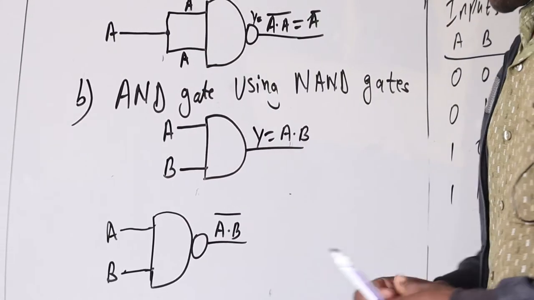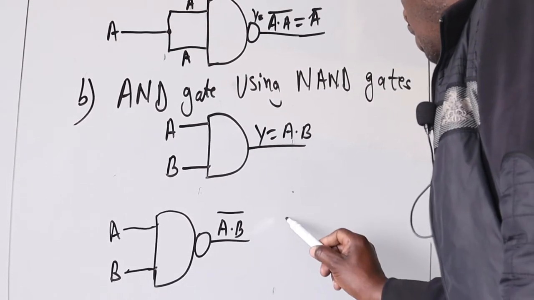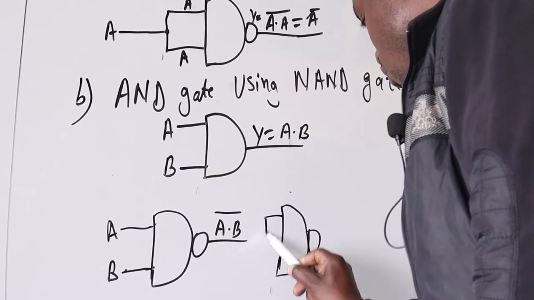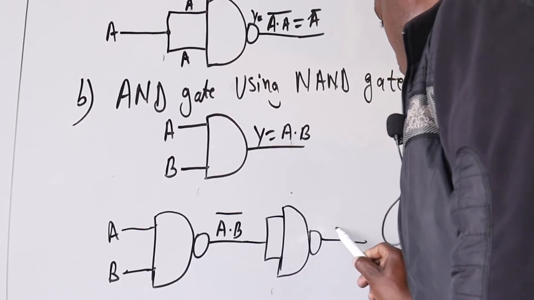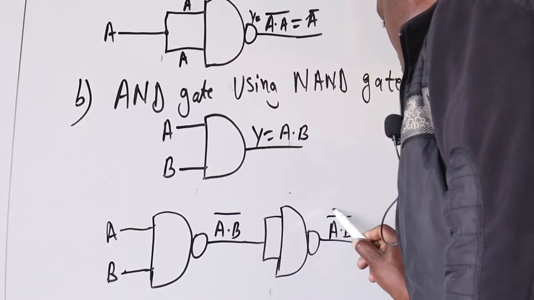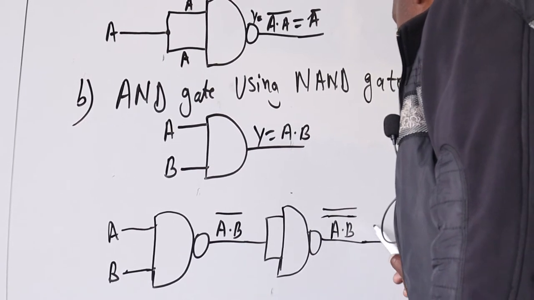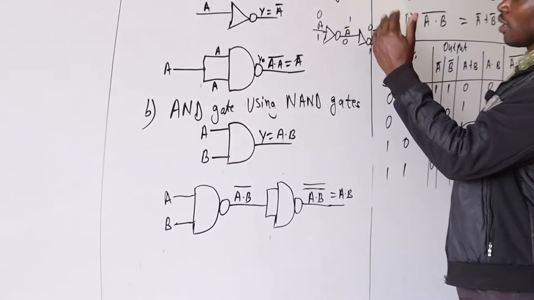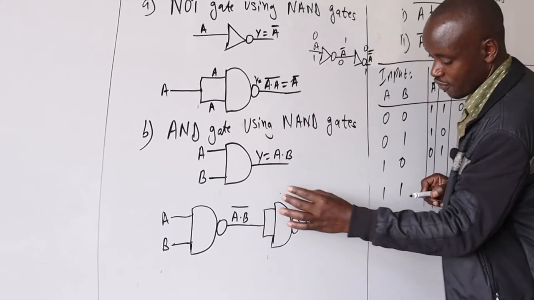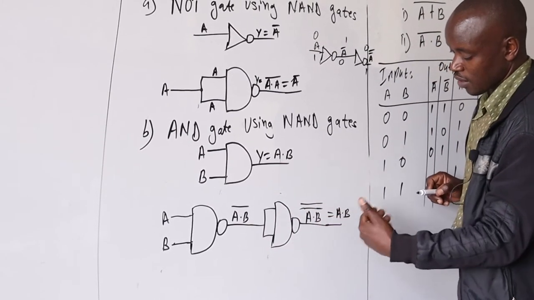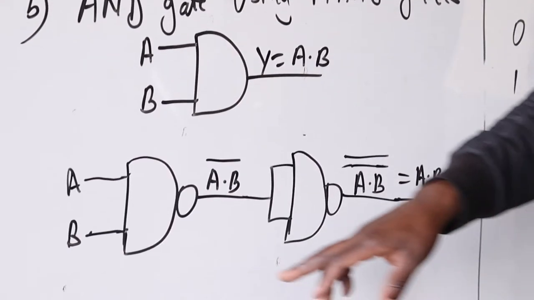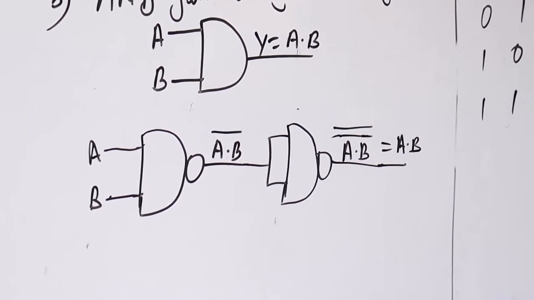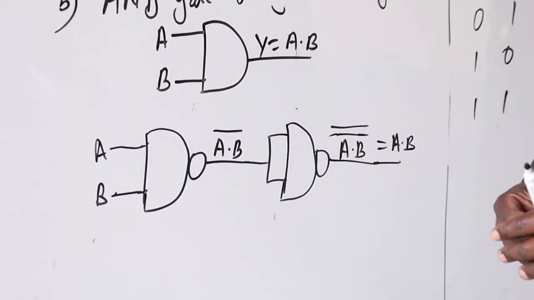Without a bar. So what I do again, I now pass the output of the first NAND gate through another NAND gate. So that now here I have A dot B bar bar. Two bars, from what we have seen up there, will be the same as A dot B. So from the application here, A is the same as A bar bar. So I have two NAND gates that implement what? An AND gate. So that way now we are able to implement an AND gate using NAND gates.